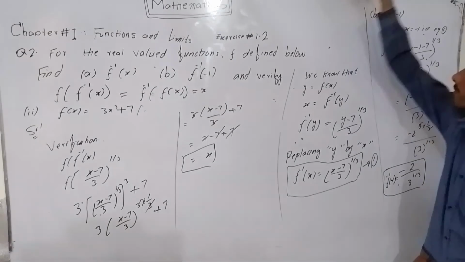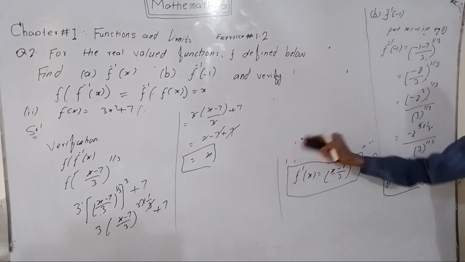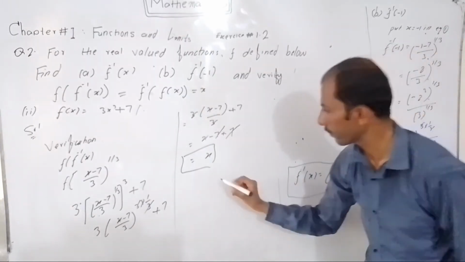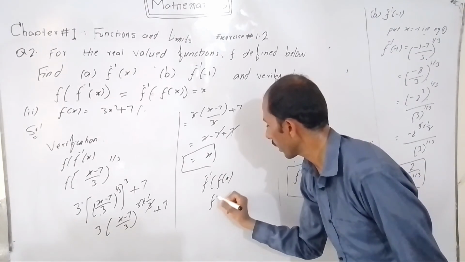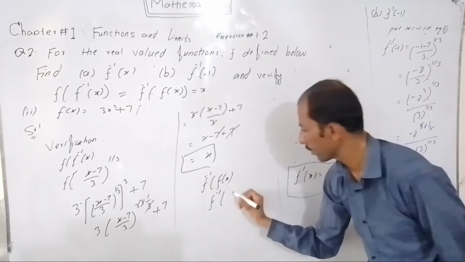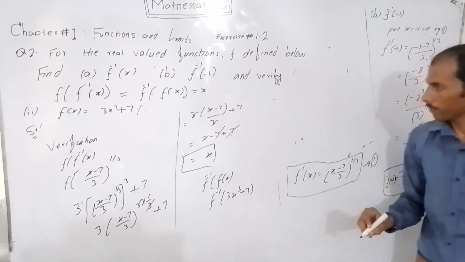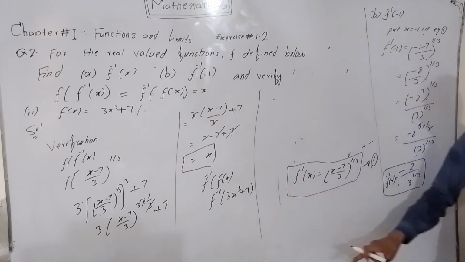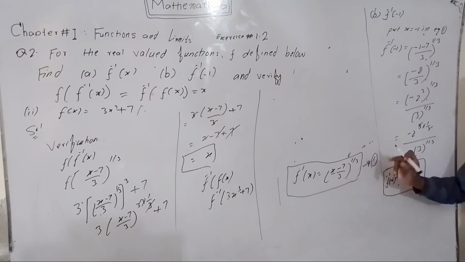Next, f inverse of f of x. First of all, f inverse of f of x is f inverse of 3x cube plus 7. It means f inverse of x is equal to x minus 7 divided by 3 whole cube root.